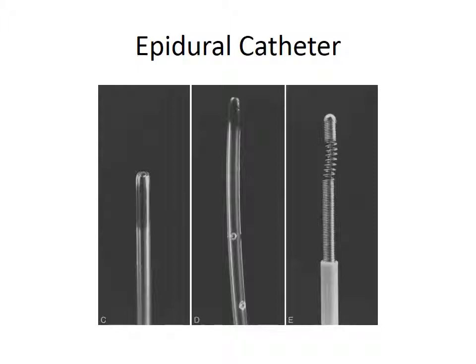Picture C illustrates a single-hole catheter and differs in placement depth to less than 5 centimeters to reduce the incidence of unilateral blocks. The decreased depth, however, favors dislodgement, especially in those who may be obese. Finally, picture E illustrates a wire-reinforced catheter that reduces the incidence of accidental intravascular insertion and has resistance to kinking.